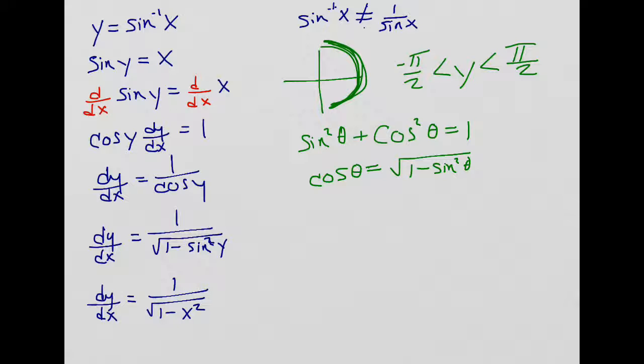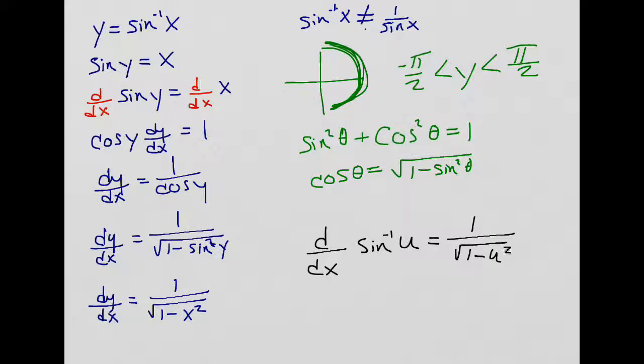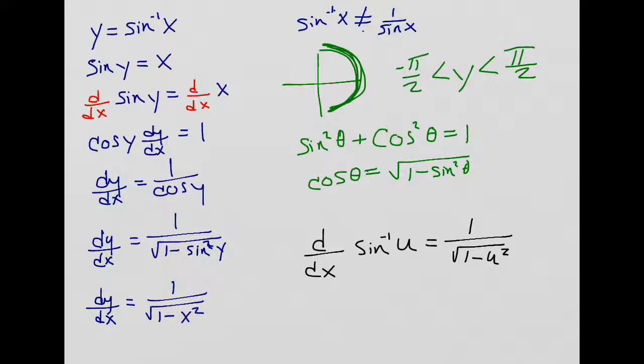So really what we figured out here is how to take the derivative of an inverse sine. From now on we can say that d dx of the inverse sine of some differentiable function u is going to equal 1 over the square root of 1 minus u squared, times du dx.